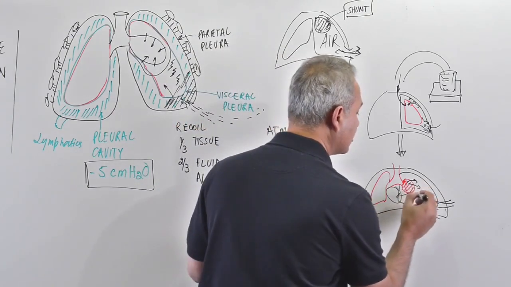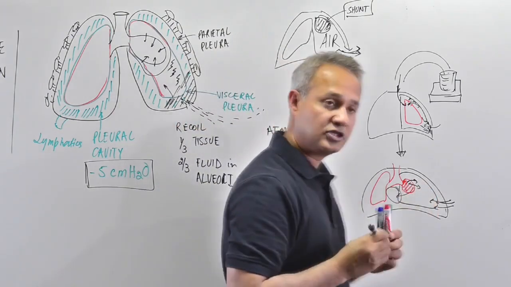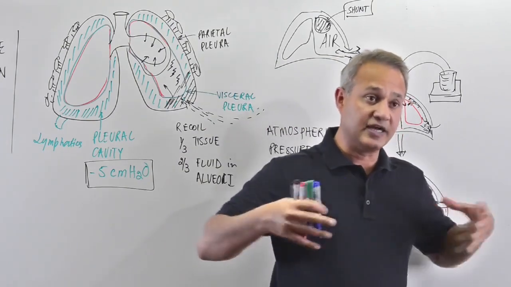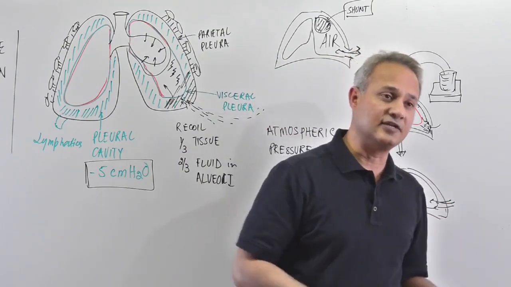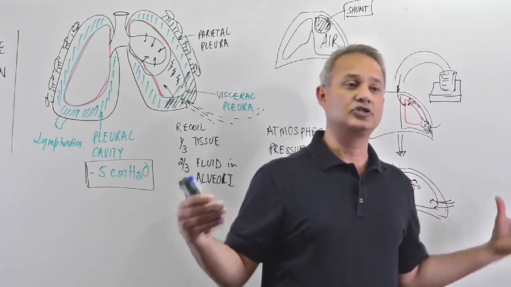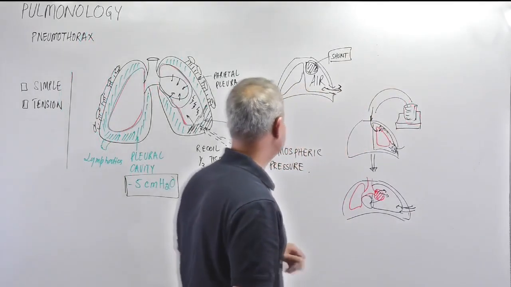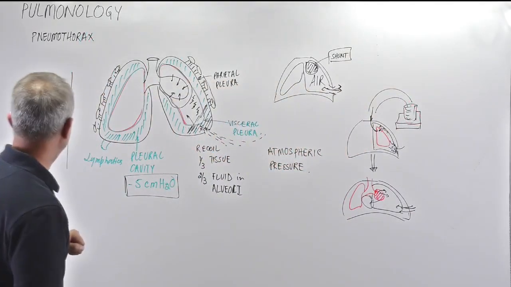The important thing is that the air continues to go into the pleural cavity and just keeps expanding inside the chest cavity. The chest cavity has a limited space and it has other critical viscera in there. It cannot just continue to expand. So that is the tension pneumothorax and the simple pneumothorax.